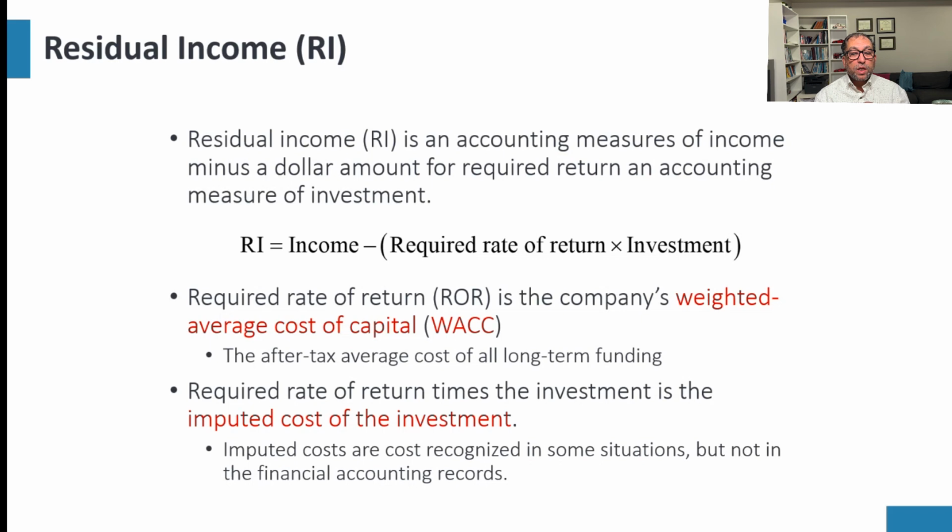So residual income is an accounting measure of income minus a dollar amount for required return, which is the required rate of return times the accounting measure of investment. That's going to give us a dollar amount of required return. And then we subtract it from the income so that we have a residual income. The required rate of return is the company's weighted average cost of capital. We calculated this in the first part of this course, which we call an introduction to managerial finance.